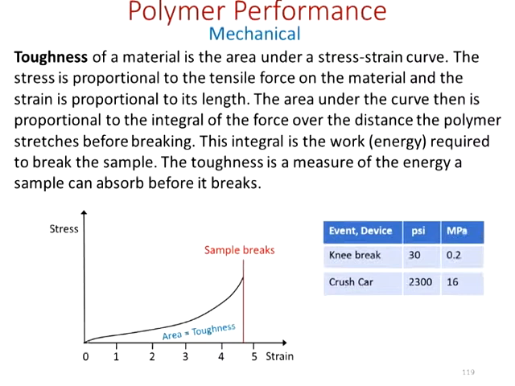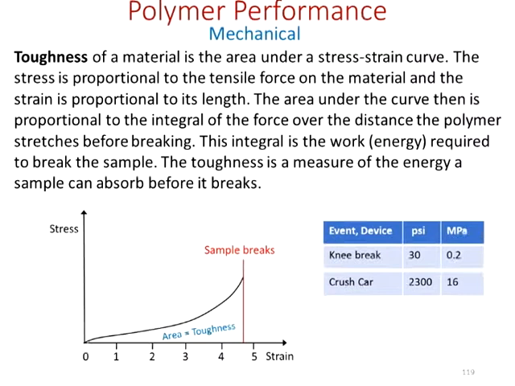The stress is proportional to the tensile force on the material, and the strain is proportional to the length. So you have your stress versus your strain. The area under the curve is then proportional to the integration of the force over the distance the polymer stretches before it breaks. So basically, to determine the toughness, you would take the polymer to the break point.